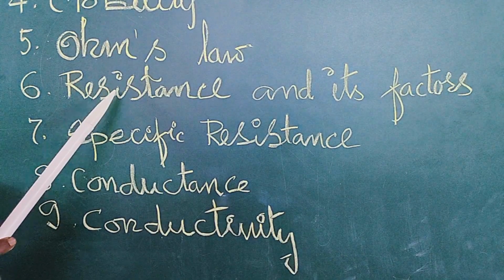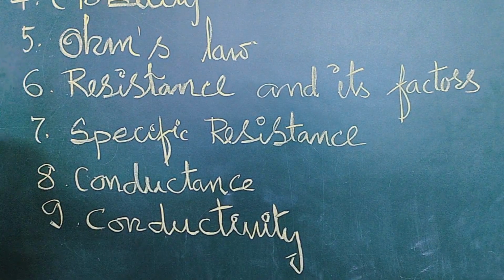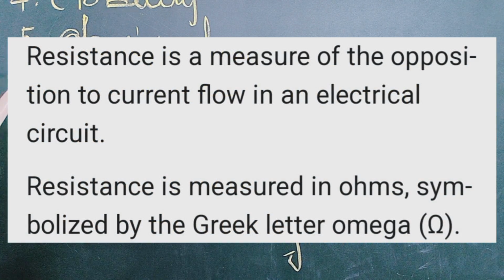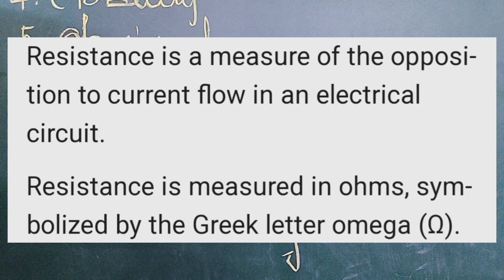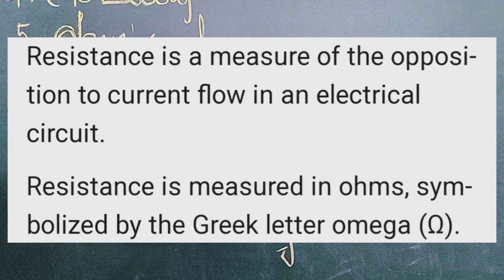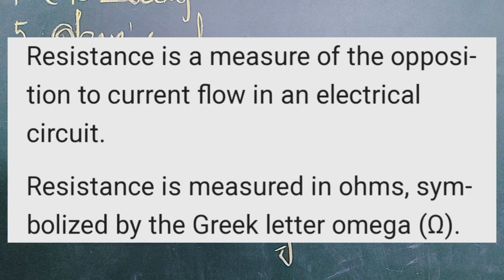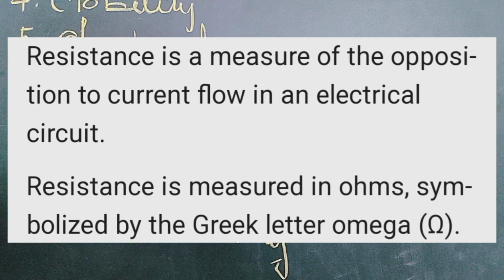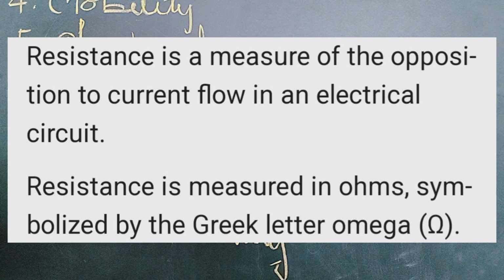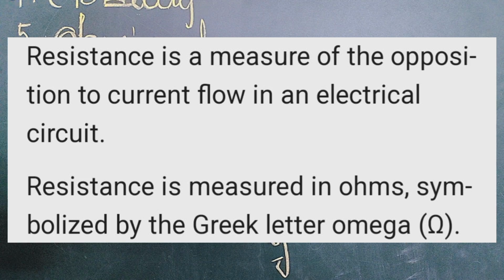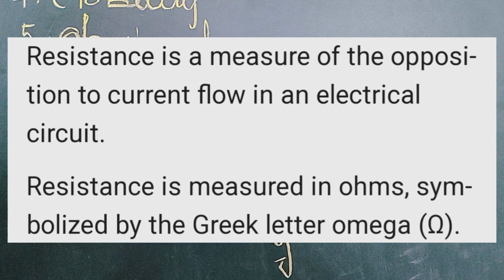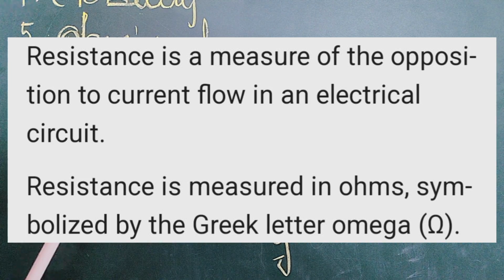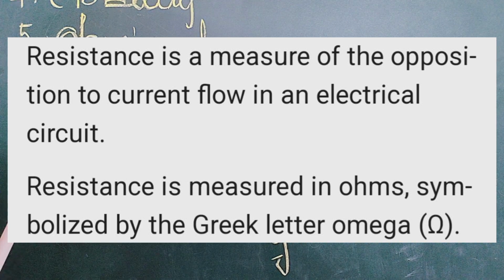Now the topic number 6, resistance and its factors. The meaning of resistance is a measure of opposition to the current flow in an electric circuit. That means it is the opposition force to stop the flow of electrical charges. Suppose a car is moving and an obstruction comes in front of the car. The driver will apply the brakes and the car stops. The way the car is stopping is nothing but resistance here, an opposition force to the movement of the car. So resistance is also an opposition force to stop the flow of electrons.